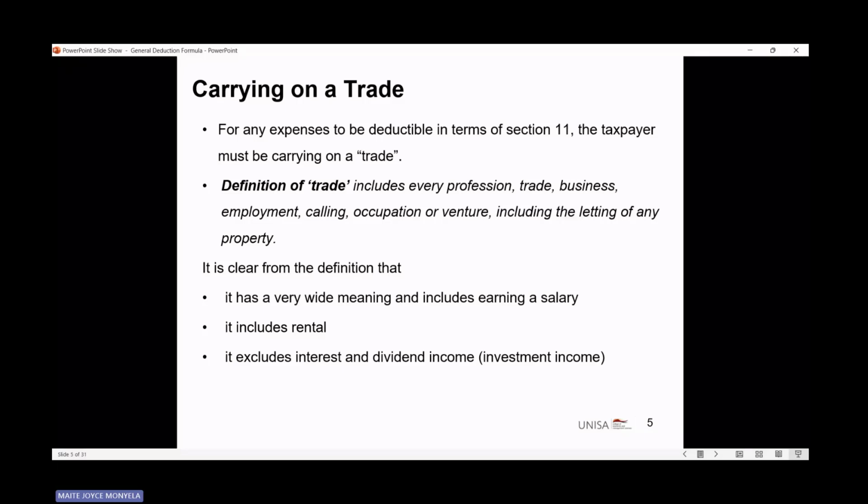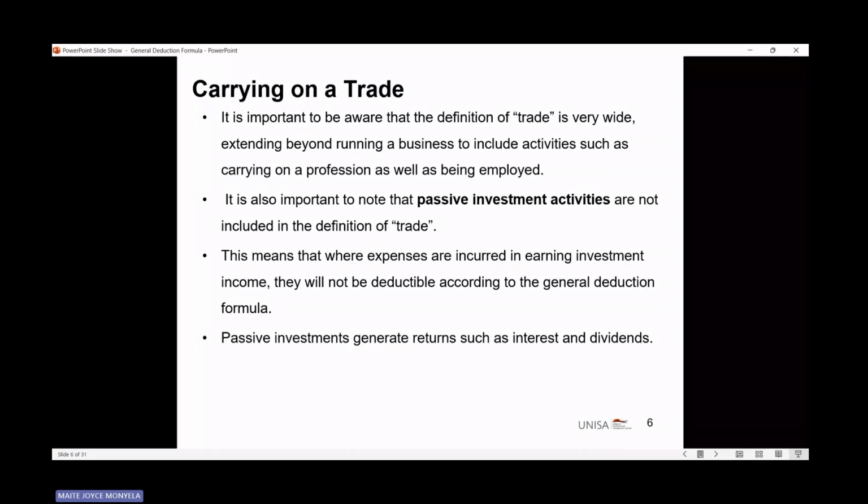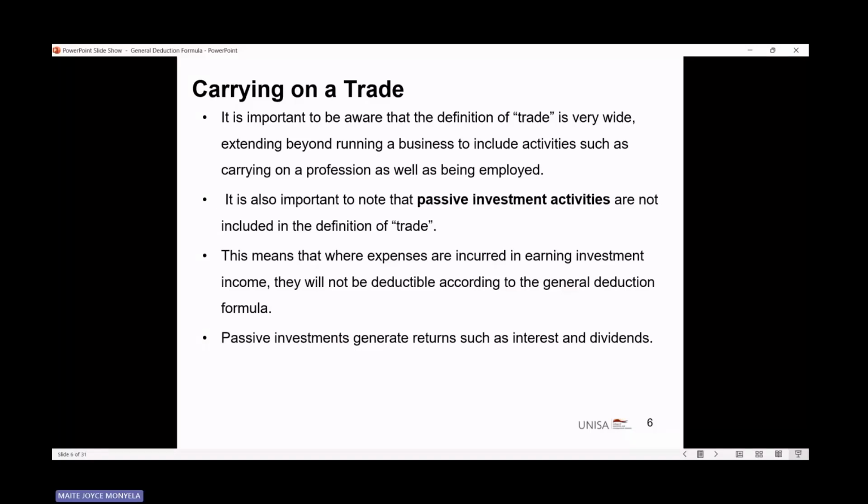It includes rental, since we said it includes the letting of any property. However, it excludes interest and dividend income. Remember, we'll talk about interest and dividend income later on another slide. They are not included in carrying on a trade. They don't form part of carrying on a trade. They are not in the definition of carrying on a trade. So we're still talking about carrying on a trade. It's important to be aware that the definition of a trade is very wide, extending beyond running a business. It includes activities such as carrying on a profession as well as being employed.